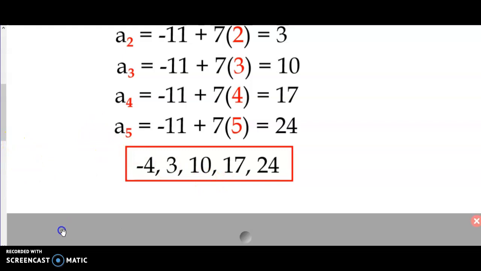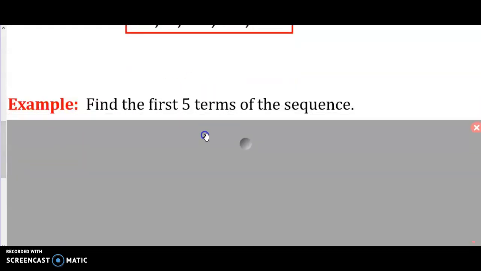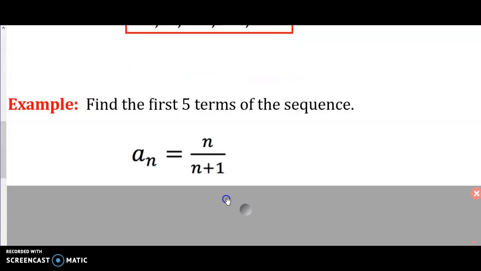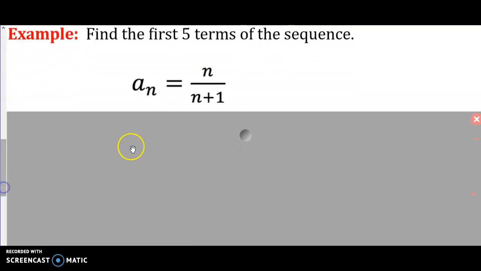Please take a couple seconds and see if you can do this on another explicit formula. Find the first 5 terms of this sequence. Now I'm going to tell you right now, this is not a geometric or an arithmetic one. Just plug it in, pause your video, see if you can write out the first 5. So let's see how you did.